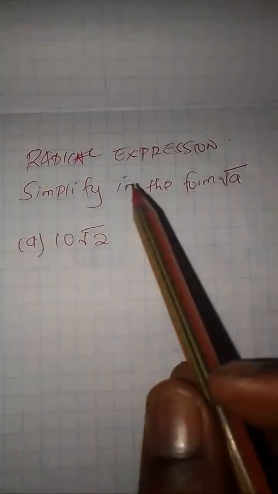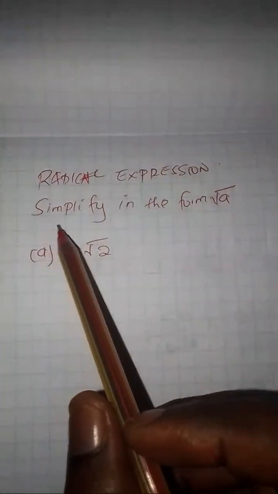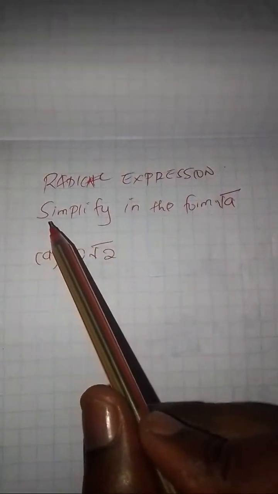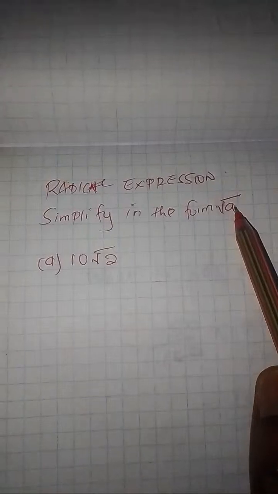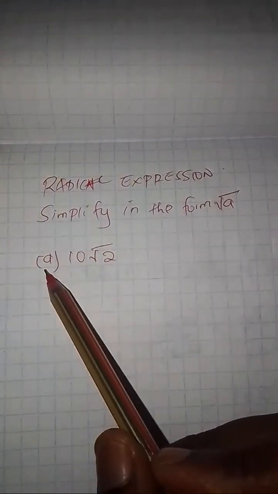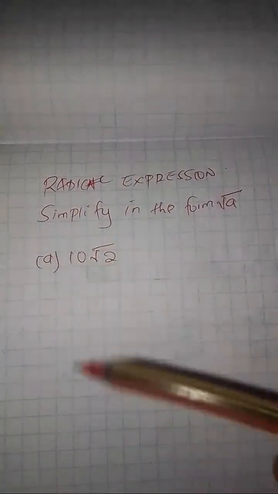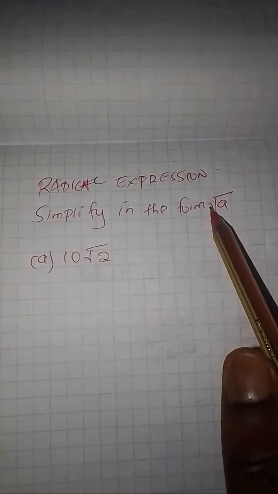So today I want us to learn about the radical expression. We want to learn how to simplify some of the radical expressions, and today we are learning about simplifying the radical expression in the form root a. So we have the first example here, 10 root 2. We want to learn how we can simplify them into this form so that it becomes root a.